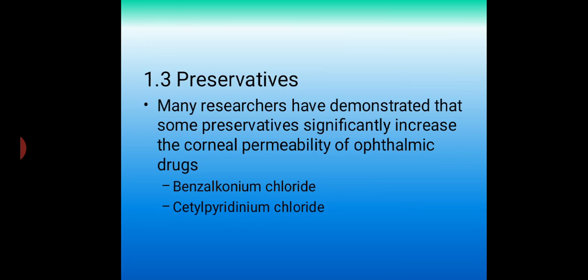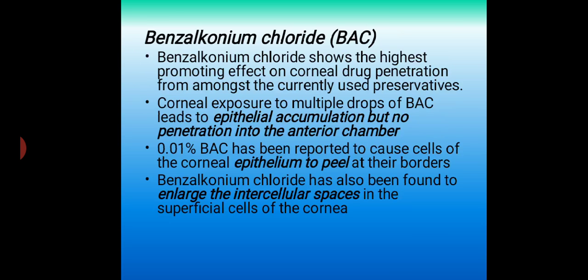The third class of penetration enhancers are the preservatives. As we know, a preservative has its own property, but at the same time preservatives can also be used to enhance the permeation of the drug molecule. Basically, benzalkonium chloride and cetylpyridinium chloride are used. So how does benzalkonium chloride work? It works by loosening the tight junctions or reducing the thickness of the tight junctions, or by removing or peeling off the epithelial cells in the membrane.